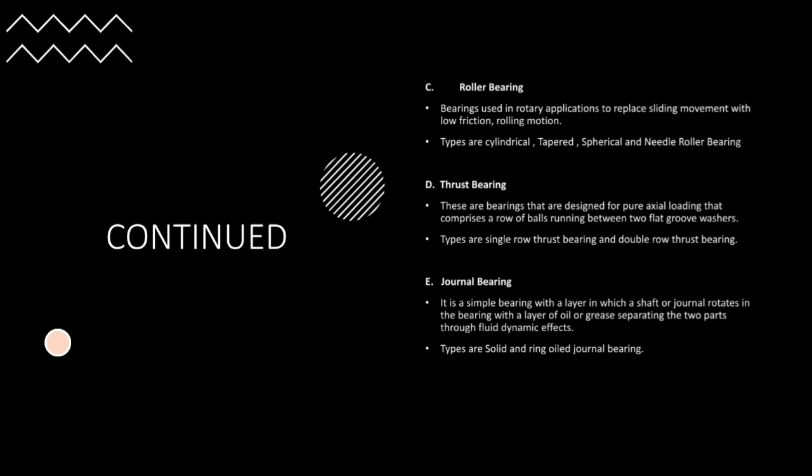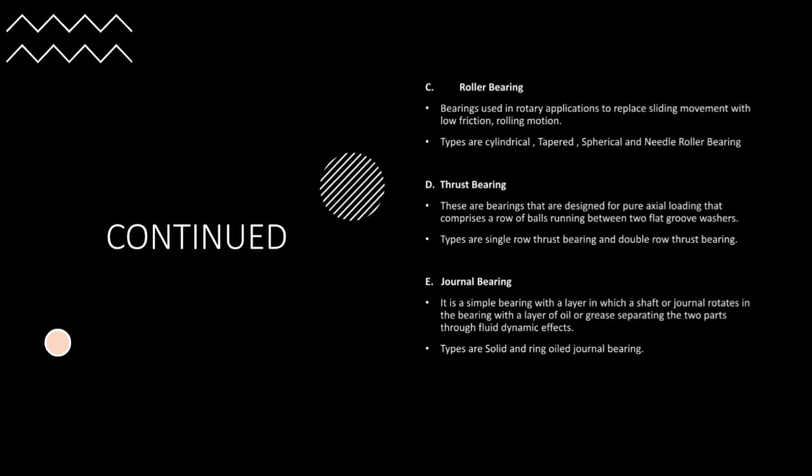And the next type is a thrust bearing, which is designed for pure axial loading and comprises a row of balls running between two flat groove washers. Again, there are two types of thrust bearing, that are single row thrust bearing and double row thrust bearing.